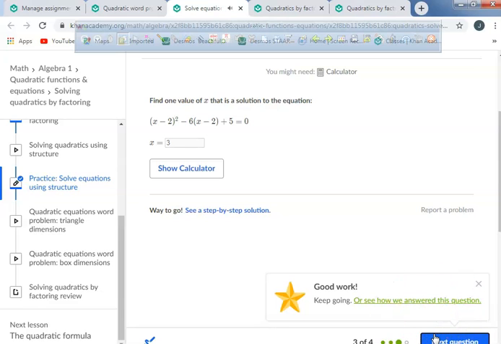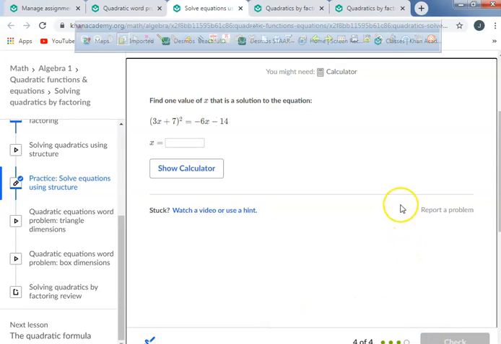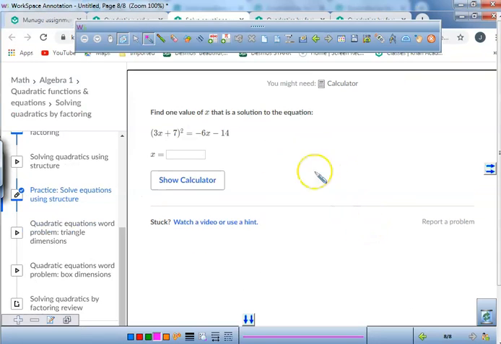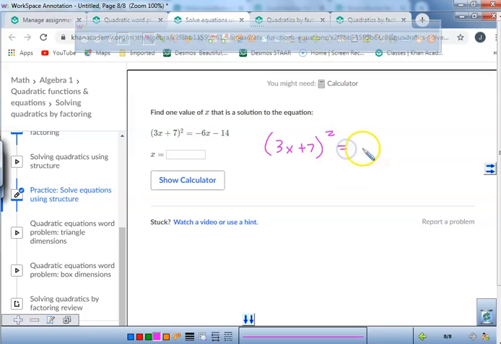All right, so let's keep going. This is very similar to one that we did. I'm going to take my time and write it nice and neat. We got 3x plus 7 squared equals negative 6x minus 14. Okay, so just write that down nice and neat.